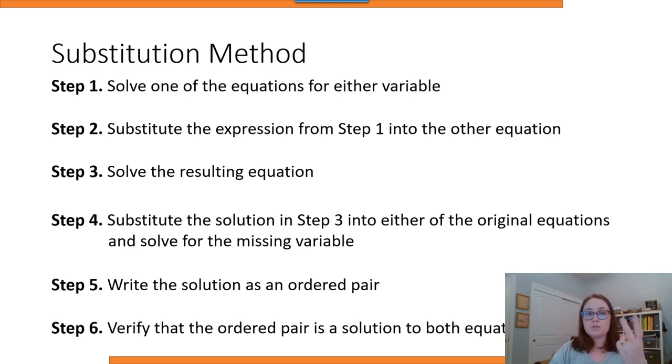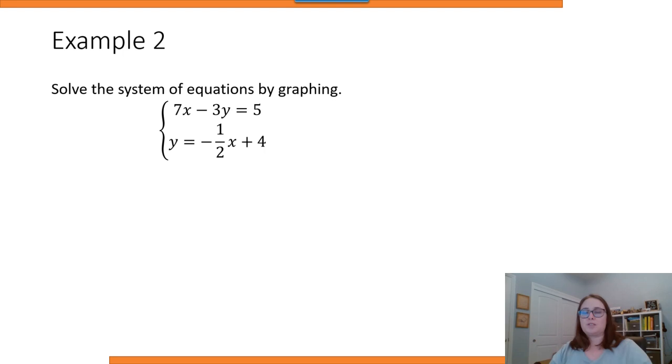Remember, there's always two numbers you're looking for when solving a system of two equations with two unknowns. And then it's always a good idea to verify that your ordered pair is actually a solution to both equations at the end. So with this strategy in mind, let's take a look at how substitution looks in practice.